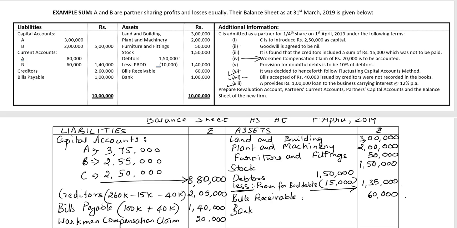Bank balance. The original balance is 1 lakh rupees. The capital which is brought in by partner C is 2,50,000 rupees. There was no treatment for goodwill, and the loan which is provided by partner A is 1 lakh rupees. So we have totally bank balance as 4,50,000 rupees. So all the items are over. I will remove the split and we'll check if the balance sheet is tallying.